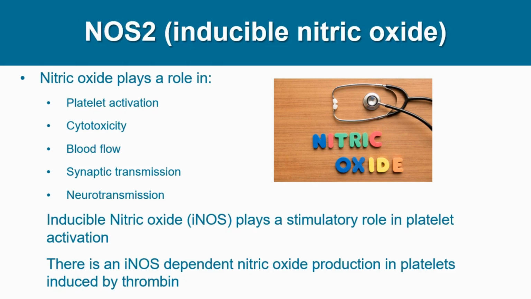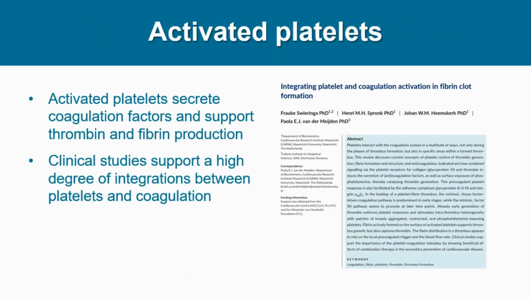So I just talked about all the different things nitric oxide plays a role in, but again, inducible nitric oxide plays that stimulatory role in platelet activation, and there's an iNOS-dependent nitric oxide production in platelets induced by thrombin. Here's a journal article that talks about how activated platelets secrete coagulation factors and support thrombin and fibrin, and clinical studies support a high degree of integration between platelets and coagulation.